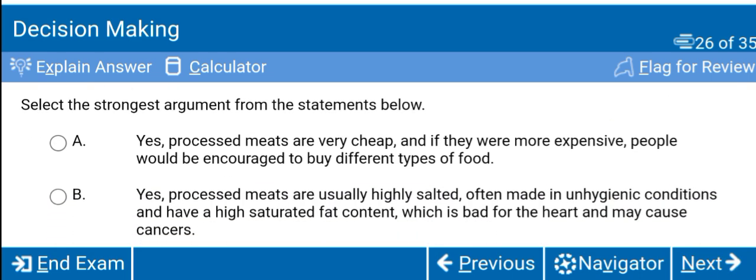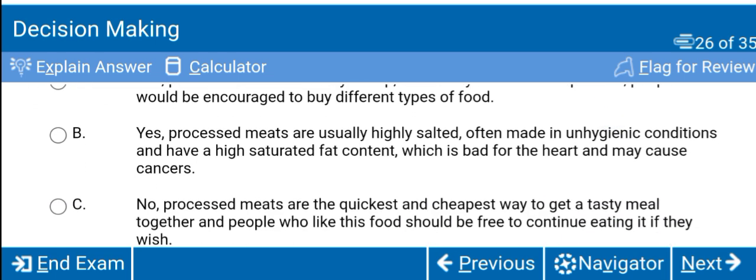Option A: yes, processed meats are very cheap, and if they were more expensive, people would be encouraged to buy different types of food. Option B: yes, processed meats are usually highly salted, often made in unhygienic conditions, and have a high saturated fat content, which is bad for the heart and may cause cancers.